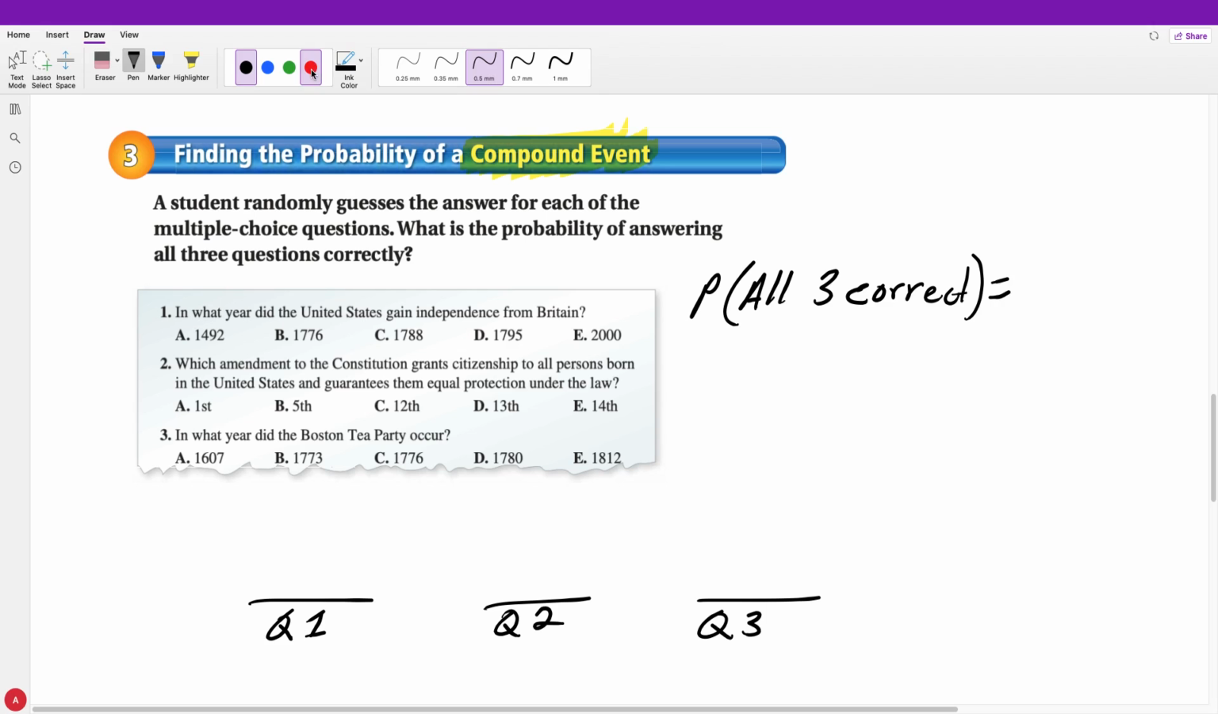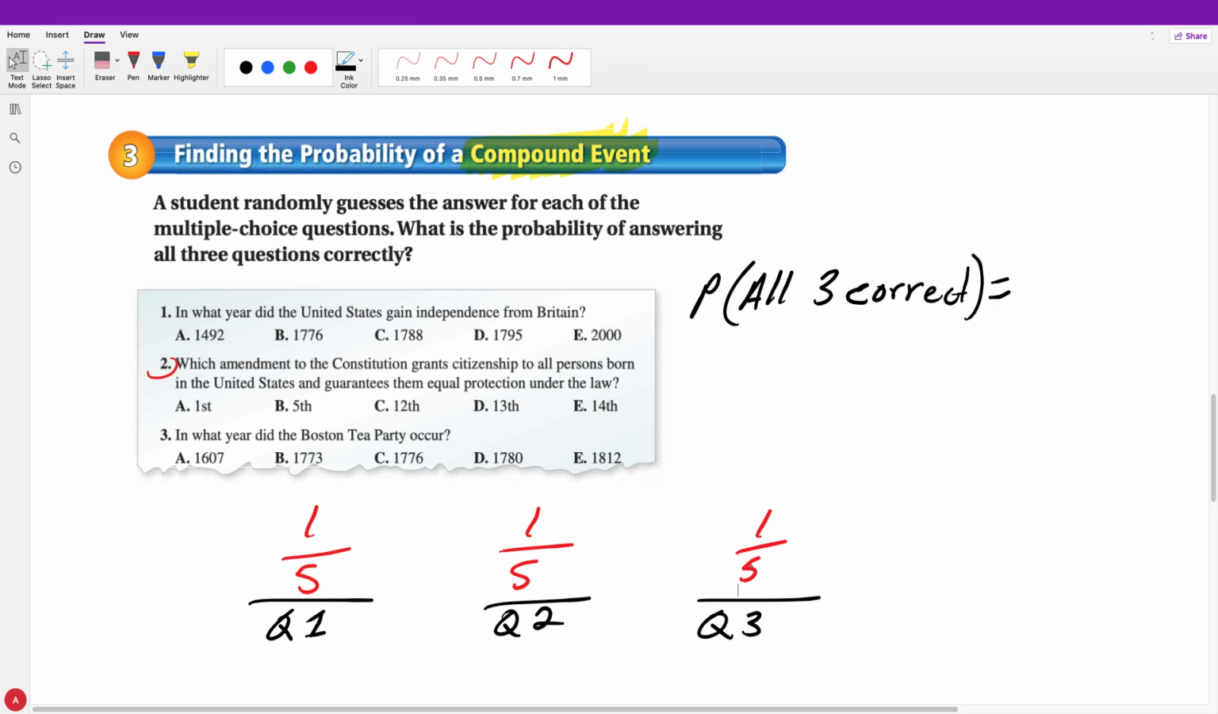So what we need to do then is figure out what are the odds of you guessing the question right. If you have no idea and you're just going to randomly guess, well, you have 5 choices and only one of them is correct. So you have odds of 1 out of 5 of selecting the right answer for question number 1. And the same thing for question number 2. There's 5 choices and you have the odds of 1 out of 5. And the same thing for question number 3. You also have 5 choices. So it is also 1 out of 5.